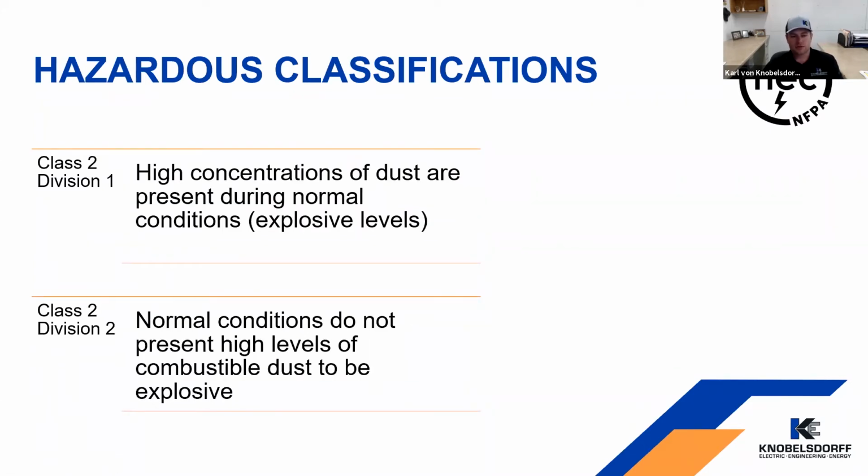Now we're in Class 2, so we're dealing with dust, and in a Class 2 Division 1, we have high concentrations of dust present during normal operating conditions. So there's enough dust present under normal operating conditions that if a spark was introduced, you could have an explosion. In a Class 2 Division 2 location, under normal operating conditions, we do not have enough dust present that could be explosive.